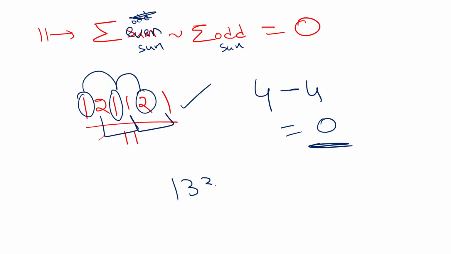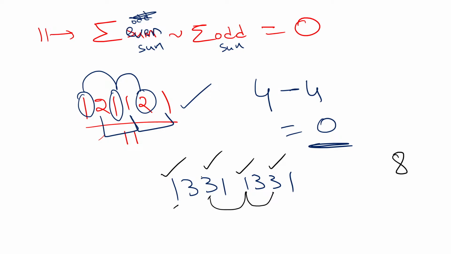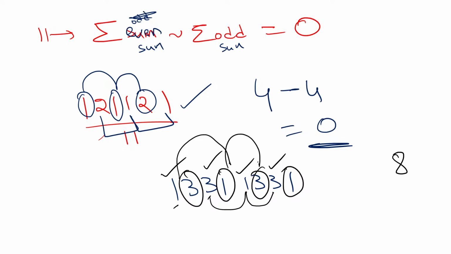For example, 1331. I want to check whether this number is divisible by 11 or not. Add all the odd places, like 1st, 3rd, 5th, 7th places. So add all of them, 1 plus 3, 4, 4 plus 1, 5, 5 plus 3, 8. Add all the even places, like second place, fourth place and so on. 3 plus 1, 4, 4 plus 3, 7, 7 plus 8. The difference should always be 0. Then only that number is divisible by 11. The difference between the summation of even places numbers and the summation of odd places numbers should be equal to 0. That is the rule for 11.